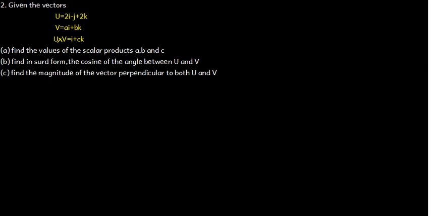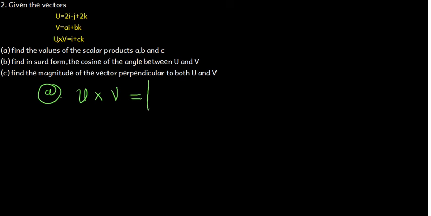Let's consider the next question here. Given the vectors u, which is 2i minus j plus 2k, v, which is ai plus bk, and you've been given the cross product of u and v, and that is i plus ck. Now I want to find the values of the scalars a, b, and c. So let's first multiply. For part a, we multiply u and v by the cross product.